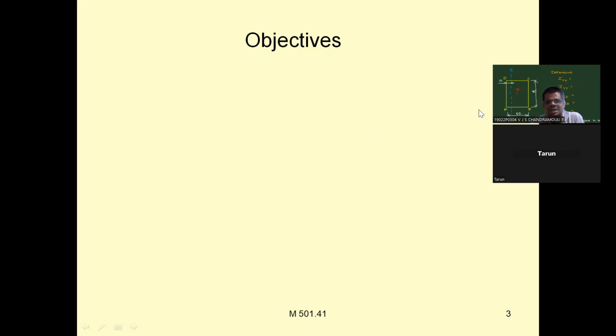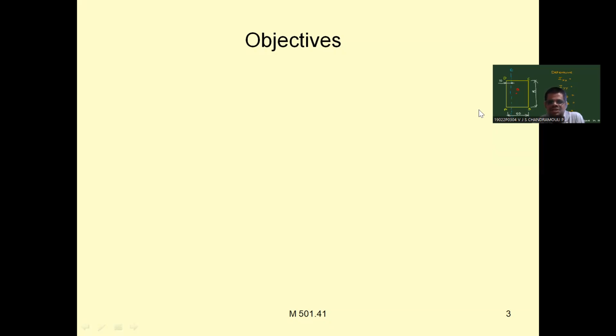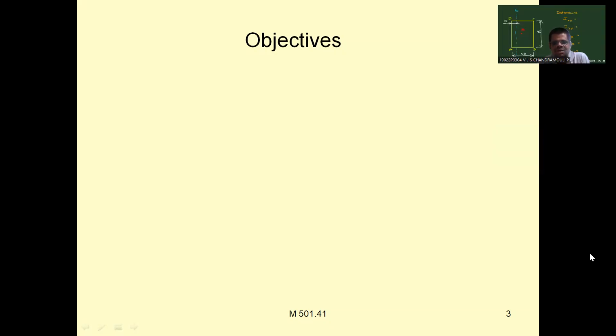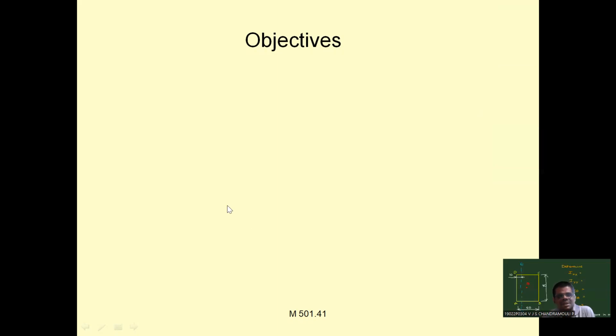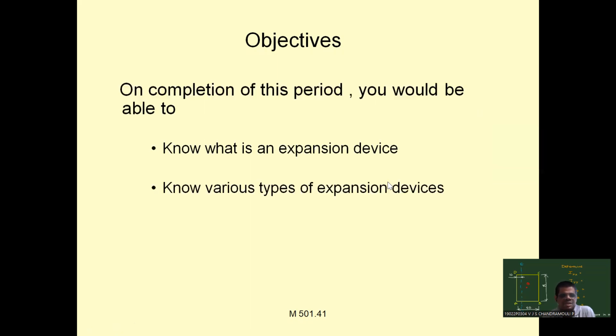So we have already seen what the different components of this vapor compression system are, and what the function and importance of each and every component is. So in this session, we are going to discuss the different types of these expansion devices and their construction and working. First of all, our objective is to know what is meant by an expansion device and what the various types of expansion device are.